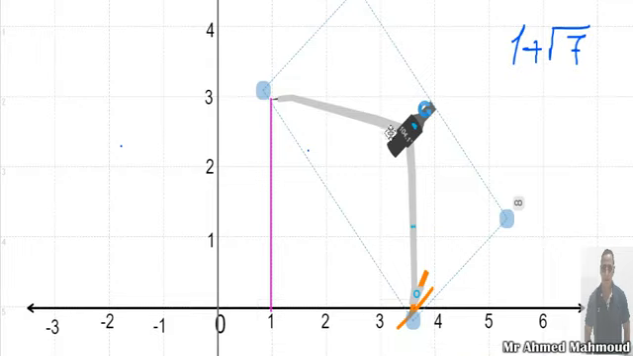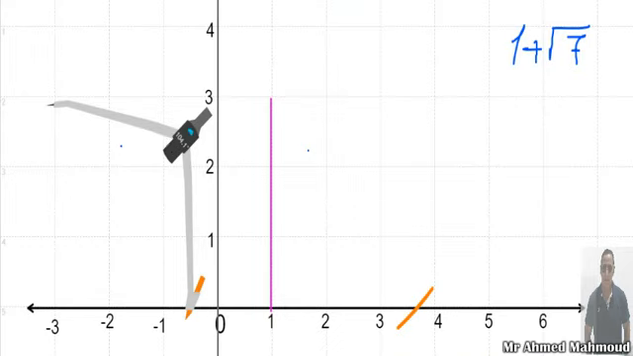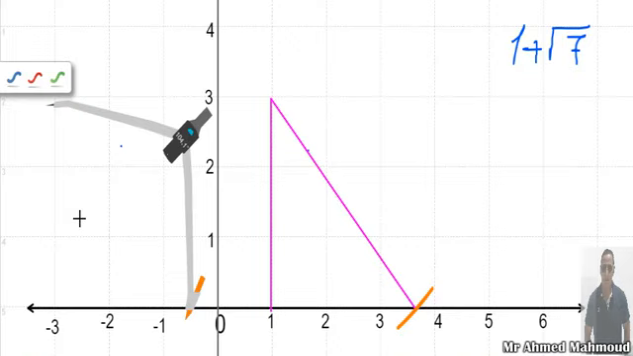Now I will connect between this one and this one. Now I have here this distance equal to 1 and this distance equal to square root 7. Then finally the distance equals 1 plus square root 7, and this is the position of 1 plus square root 7. Okay, now let's solve the next one.